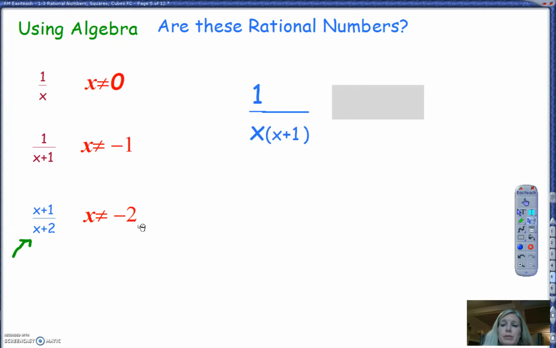Okay. In my last one, this one's a little trickier. There's actually 2 things that x cannot be, because then it will make the denominator equal to 0. And the first one is 0.